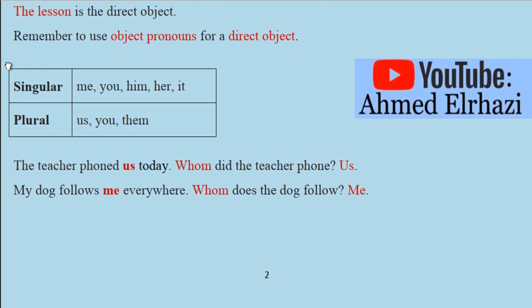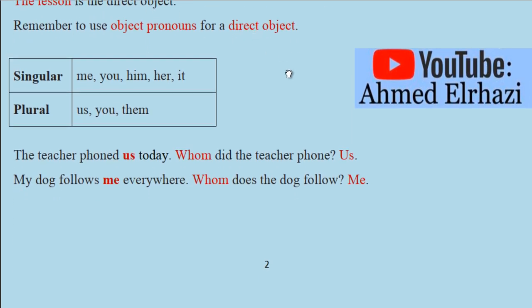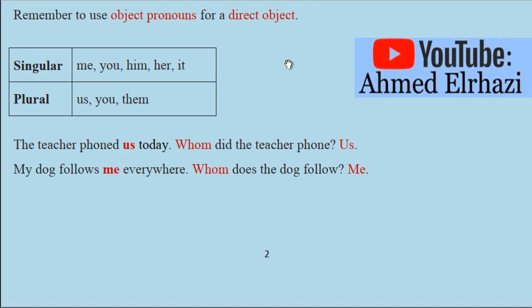Remember to use object pronouns for a direct object. If I have pronouns, I must use object pronouns to identify the direct object. For example, singular we have me, you, him, her, it. Plural I have us, you and them. The teacher phoned us today. Whom did the teacher phone? Us. The verb phone directly affects us, we. So us is a direct object.